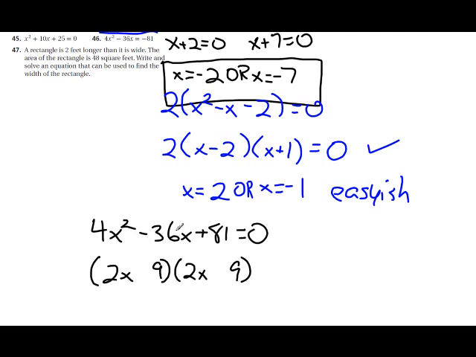Now all we need is this negative 36 in the middle. So 2 times 9 is 18. 2 times 9 is also 18. That's a total of 36. That works, except this whole thing's negative, which means this has to be negative, and this has to be negative, and this is factored correctly.